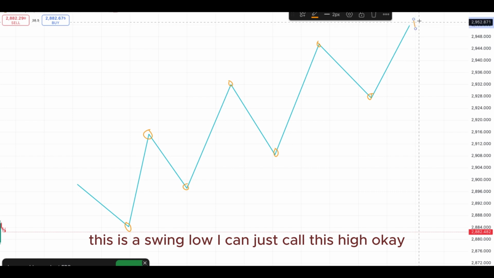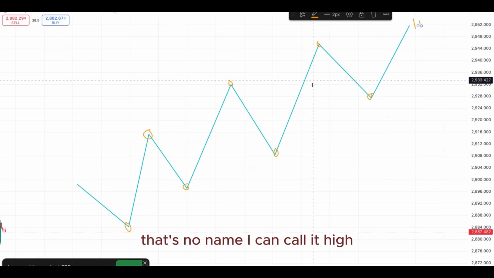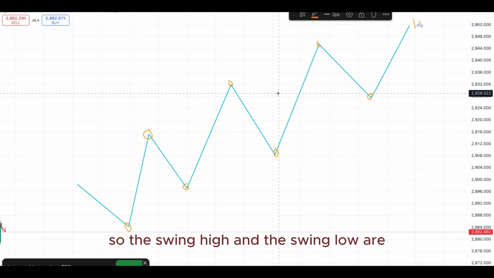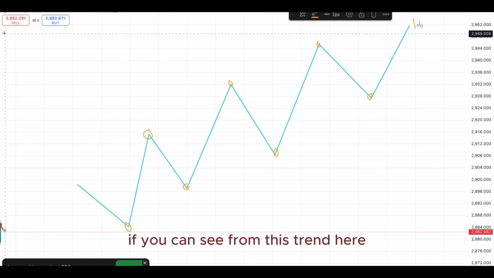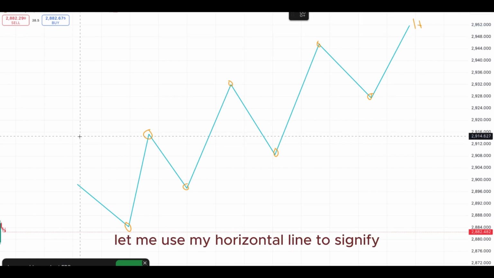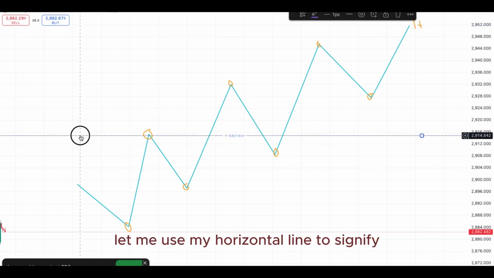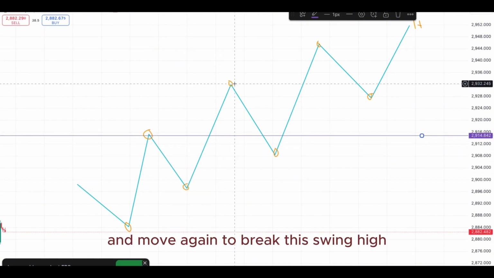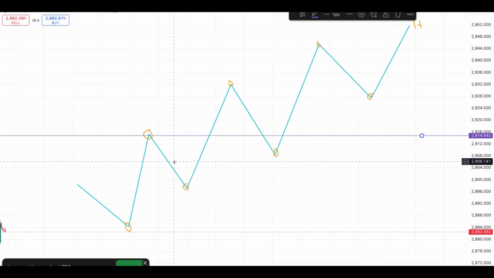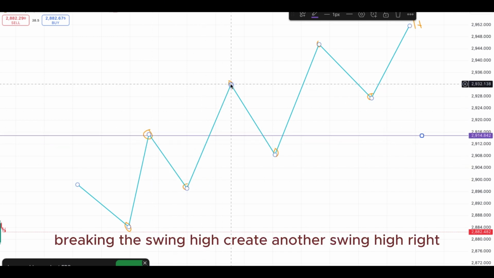I can just call this high, okay? That's no name, I can call it high. So the swing high and the swing low are the highest point and the lowest point of reversal. If you can see from this trend here, let me use my horizontal line to signify. From this line here, the price broke to the downside and moved again to break this swing high. Breaking the swing high creates another swing high, right?